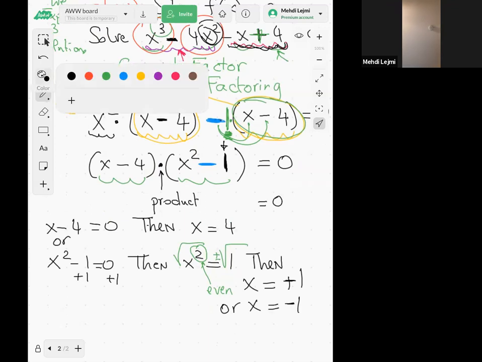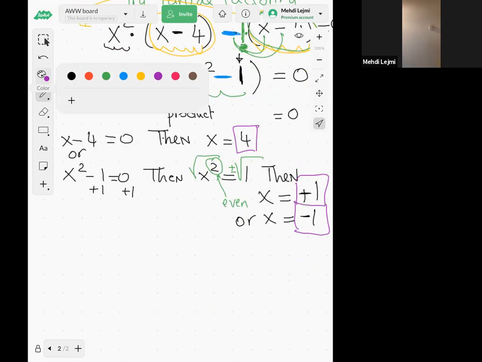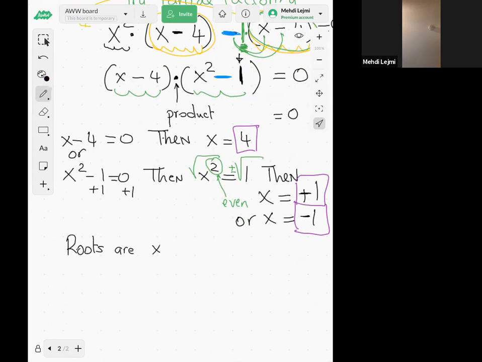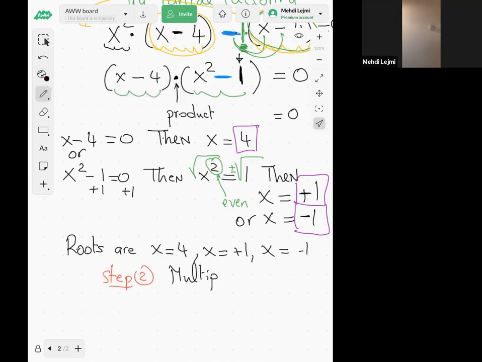So I got, as expected, 3 solutions. I have my positive 4, I have my positive 1, and I have my negative 1, right? I got 3 solutions. So those are my roots. Okay. So for this first step, the roots are x equal to 4, positive 1, and negative 1. Now, last step, step 2, we need to find the multiplicities of the roots.